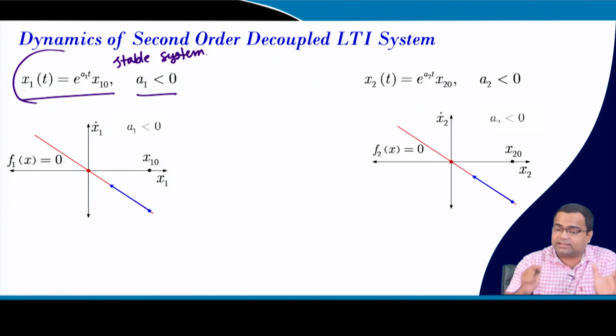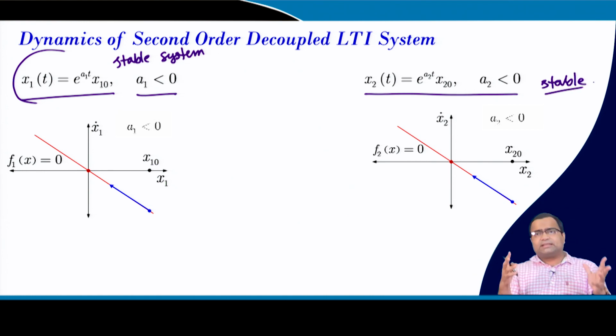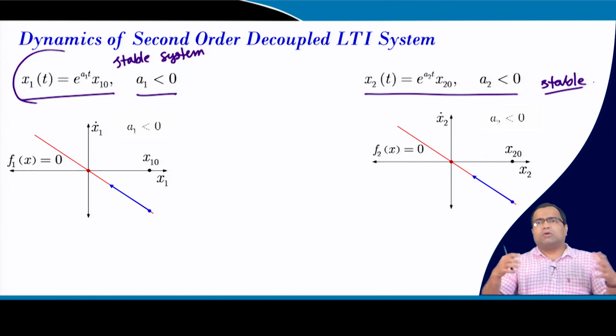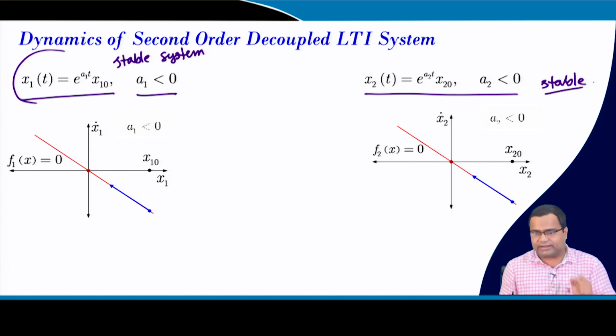We have considered another system, again it is negative, so it is also a stable system. It is not necessary that both systems have to be stable; one can be stable and the other unstable, both can be unstable, or both can be stable. Multiple scenarios will happen, but if we understand how to draw the vector field, then we should be able to draw it for any condition on A1 and A2.